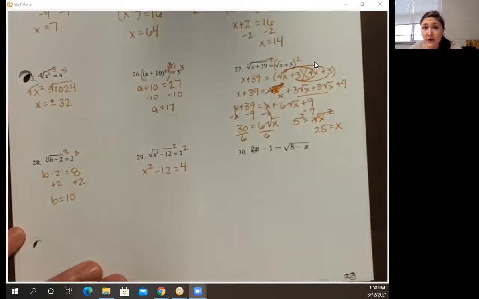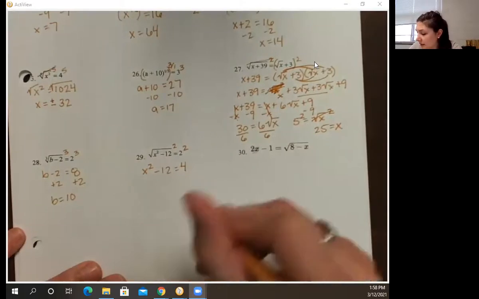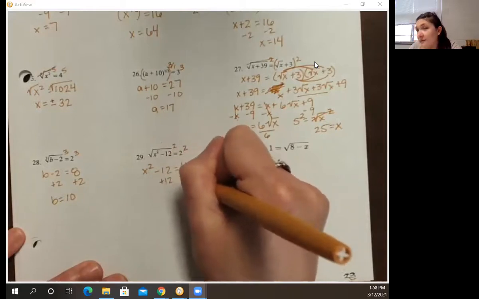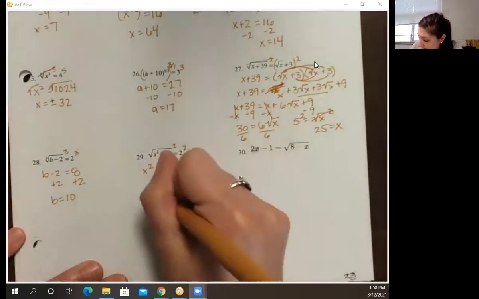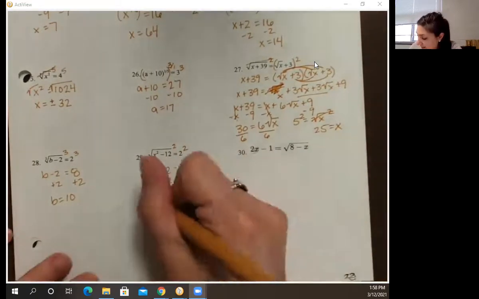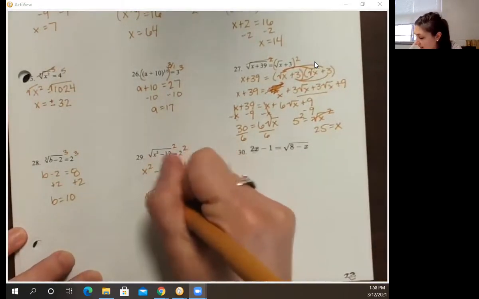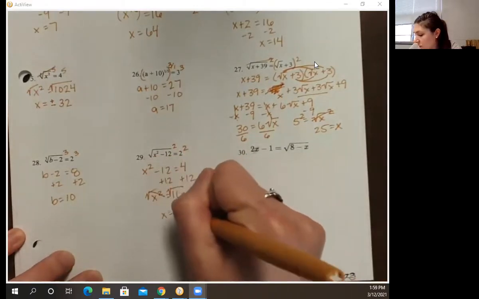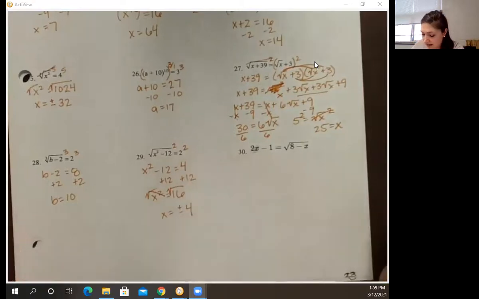This is back to a quadratic method of solving from last semester. I'm going to get the squared thing by itself. So that means I want to move this 12 to the other side, and I get x squared equals 16. Now I'm going to take a square root to get rid of the square, and I get x to be plus or minus 4. So I took the square root, plus or minus.